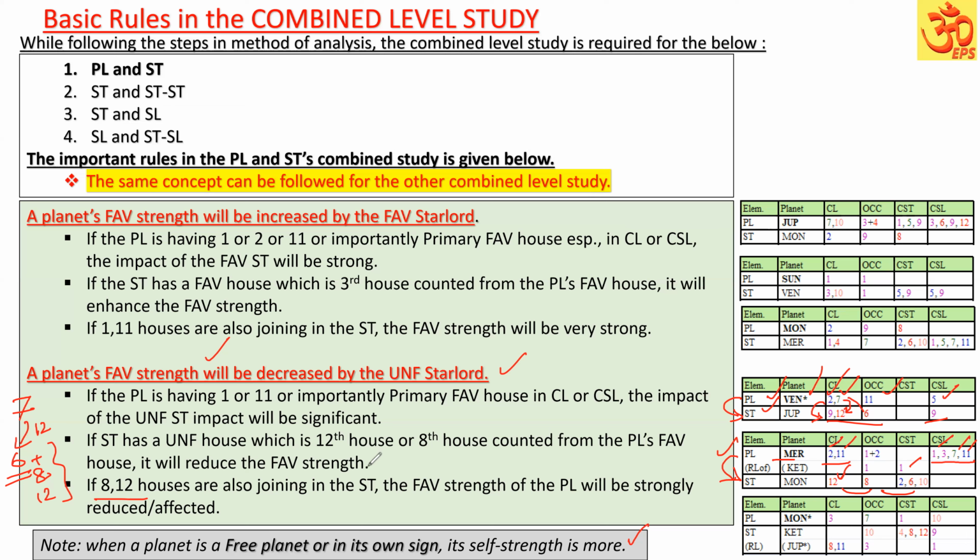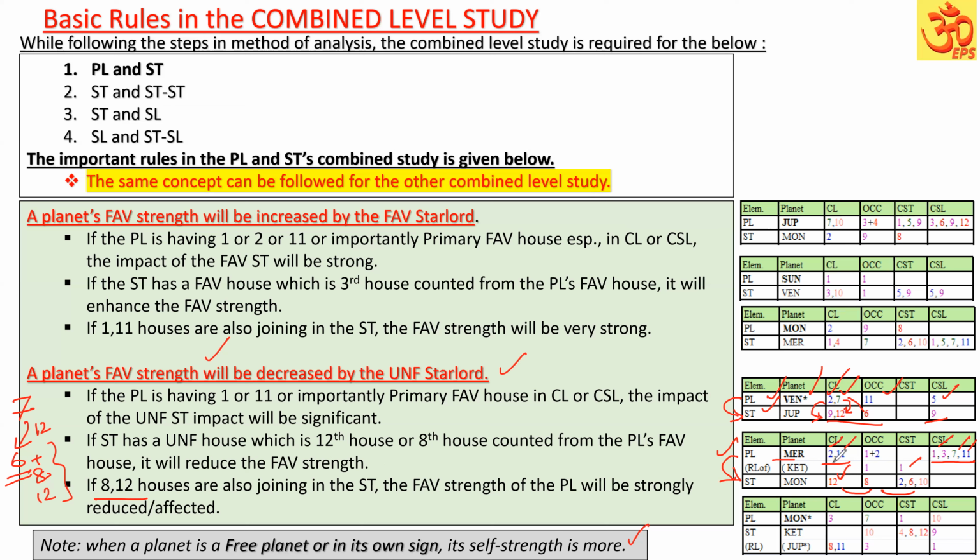That too, it is having the 12th house or 8th house counted from the planet's favorable house. It is not having the 12th house or 8th house counted from the planet favorable. Of course, the second house is there, 11 is there. It is not having the 12th house to that. But Lagna is present, and Lagna is having the 12th house here and also the 8th house. So basically the presence of 8 and 12 in this star lord is indicating obstacles or troubles to the Lagna.